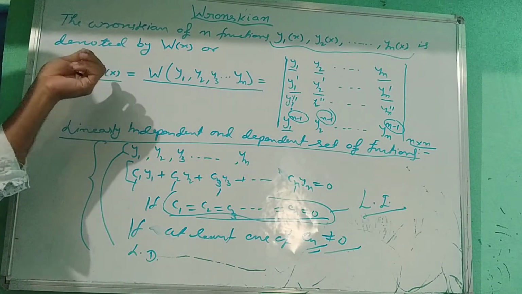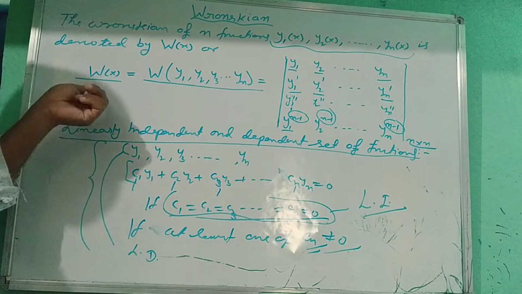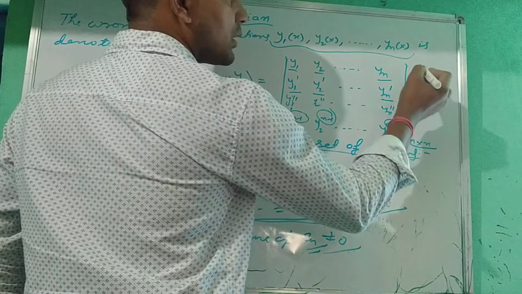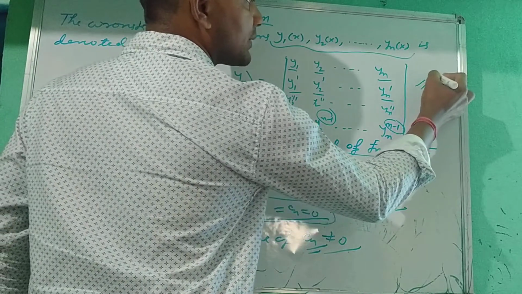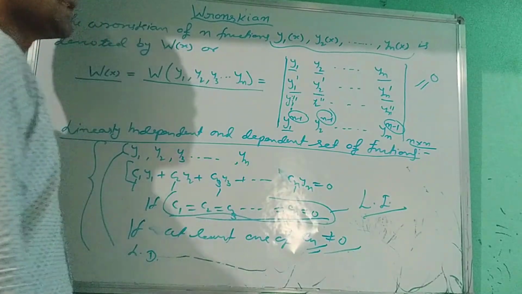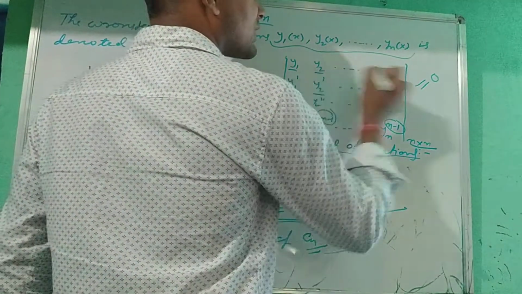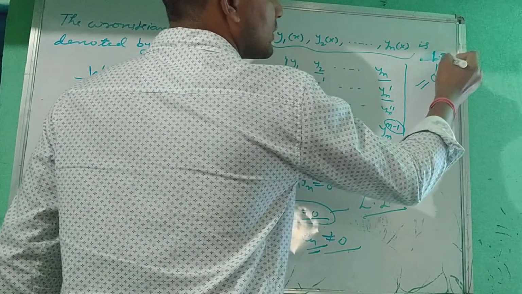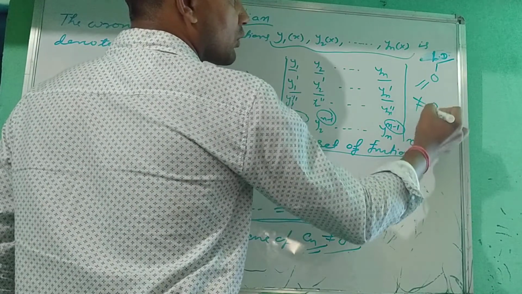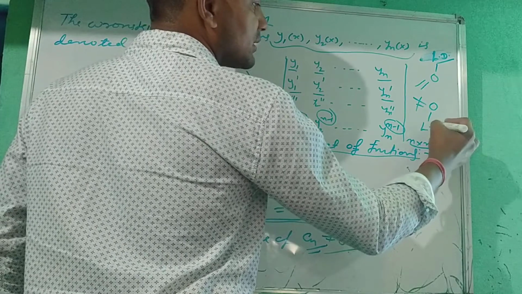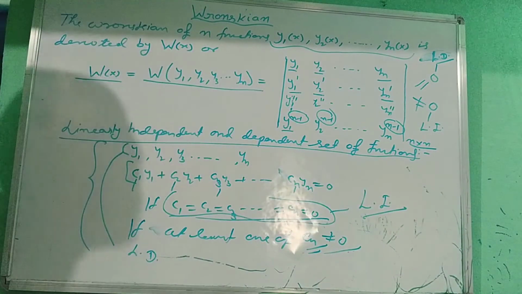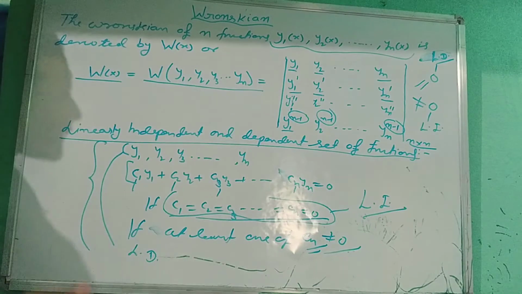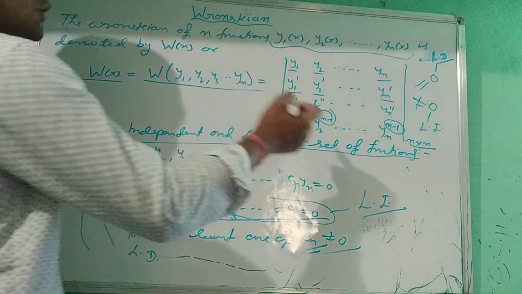According to the behavior, or the application, of the Wronskian, after solving this determinant, if we have the value of the determinant equal to 0, then always all the functions are linearly dependent. If the determinant value is not equal to 0, then the functions are linearly independent. This is a very simple process for calculating the linear dependency and independency of the set of functions.